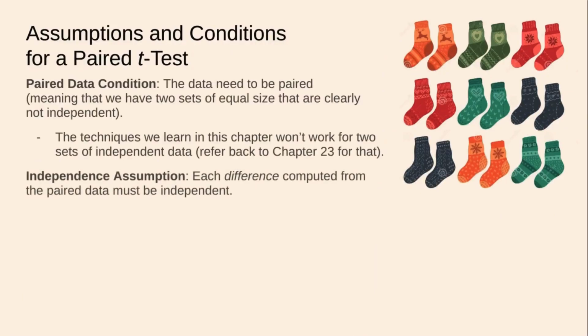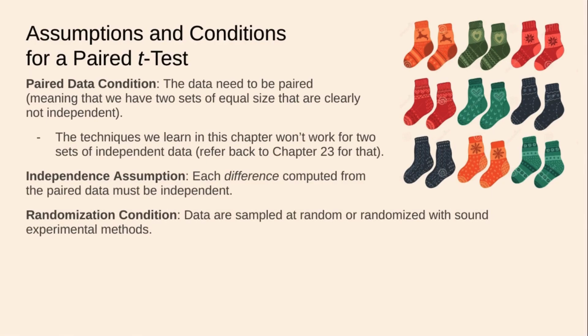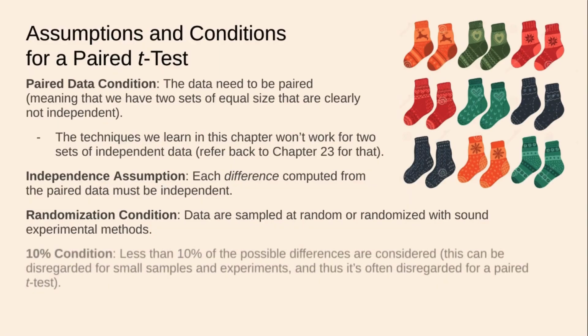So back to this. We can check that with randomization. Data are sampled at random or randomized with sound experimental methods. If we're doing an experiment, randomization is done there, and the 10% condition. Unless we clearly break one of those two, randomization or 10%, we can assume independence. And that is absolutely the case with our speed skater data.